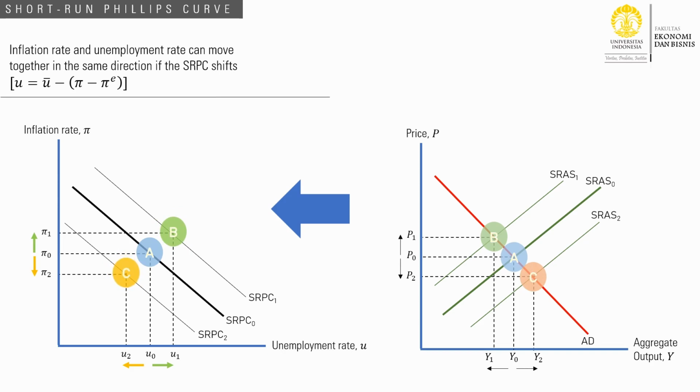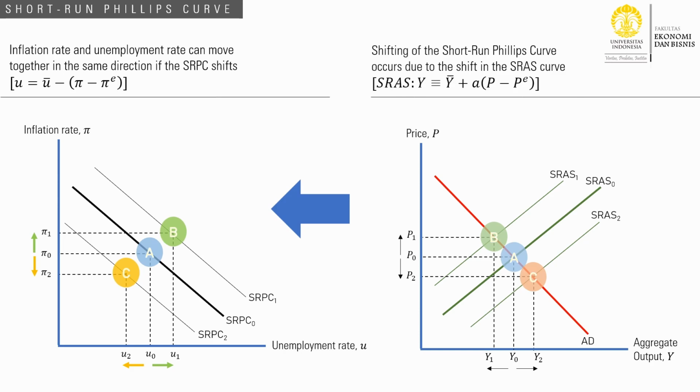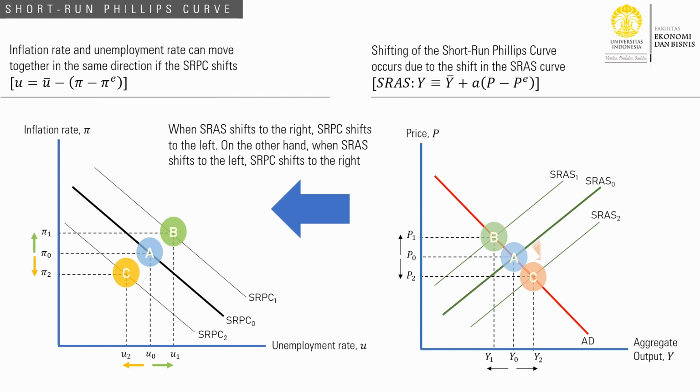So, the conclusion is, while change in AD causes movement along the SRPC, change in SRAS causes shift of the SRPC. Worth noting as well that SRAS and SRPC shift in different direction. When SRAS shifts to the right, SRPC shifts to the left. On the other hand, when SRAS shifts to the left, SRPC shifts to the right.